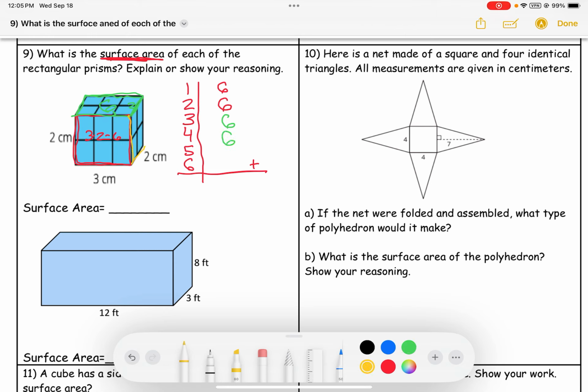And then we got a yellow side. Looks like the base is 2 and the height is also 2. 2 times 2 would be 4. So one side's 4 and the opposite side is also 4. And these are all centimeters squared. And we've got to add them up. So 6 plus 6 plus 6 plus 6 plus 4 plus 4. If you add them up correctly and try it on your own first, you should get 32 centimeters squared.